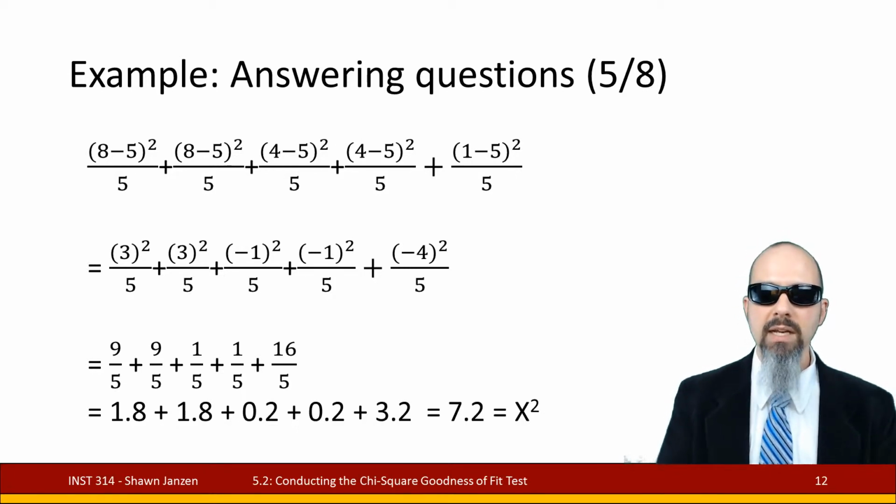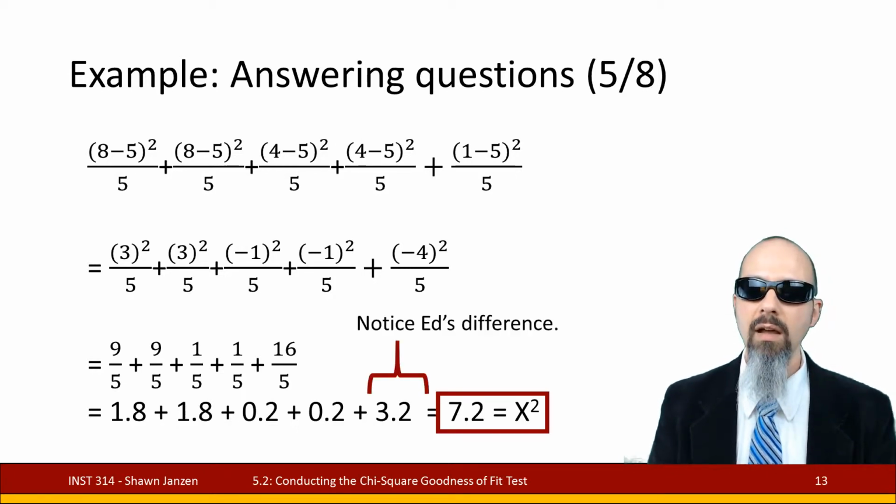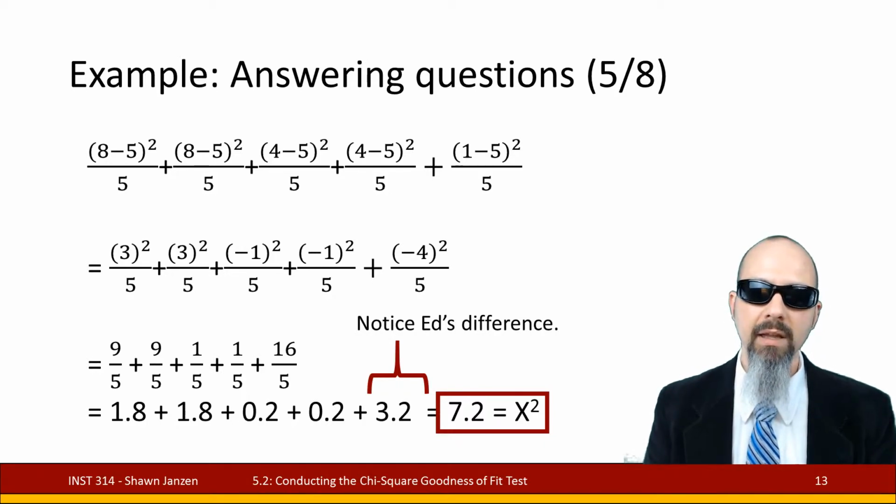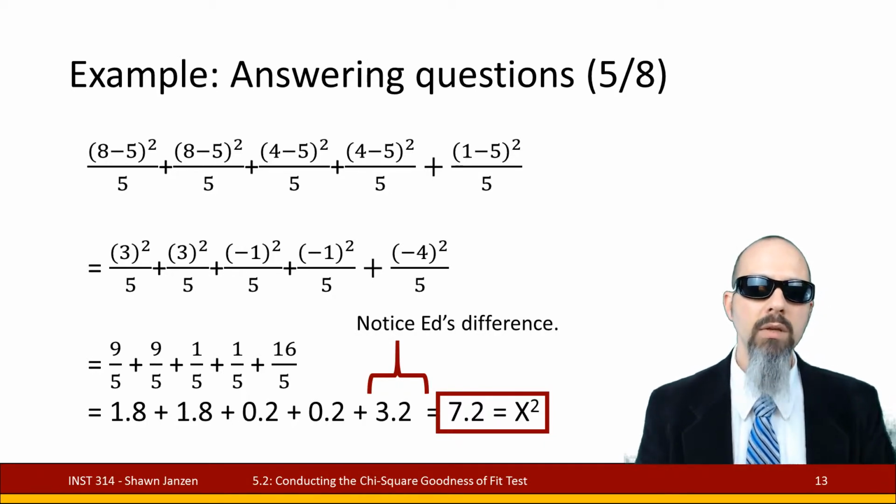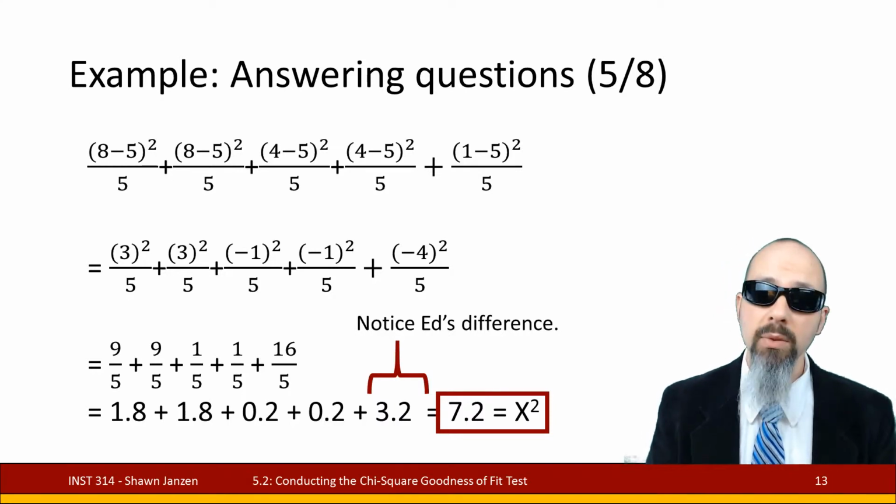Now, I want you to take a brief look here and see that our value is 7.2, but at that last step where we've summed them all up, one of those values was much larger than the rest, the 3.2.